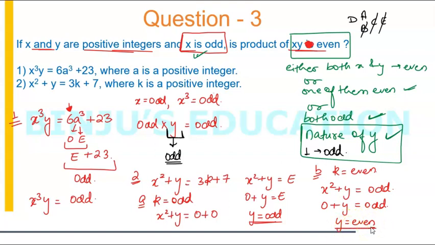So from statement 2, I have both conclusions, that is y is odd as well as even. So do I have a conclusive result as far as the nature of y is concerned from the second statement? No, I don't have that. Which means the second goes out, which means D goes out, hence A is again the correct answer.